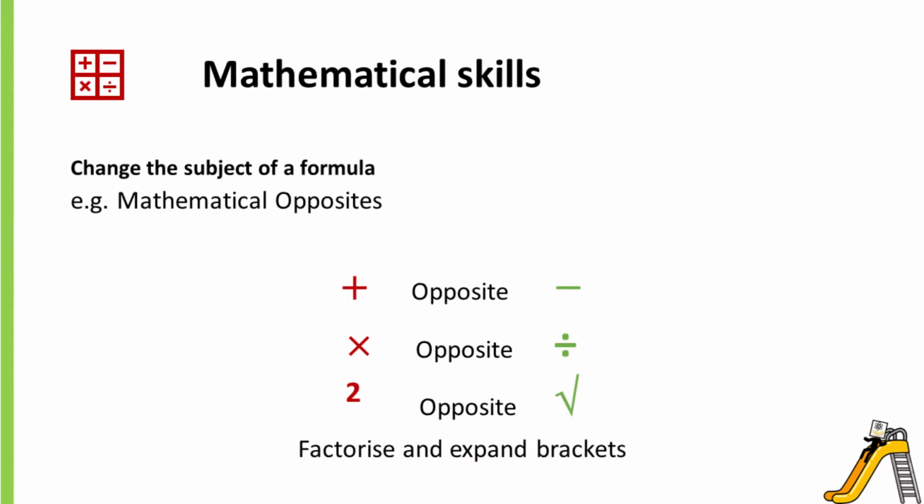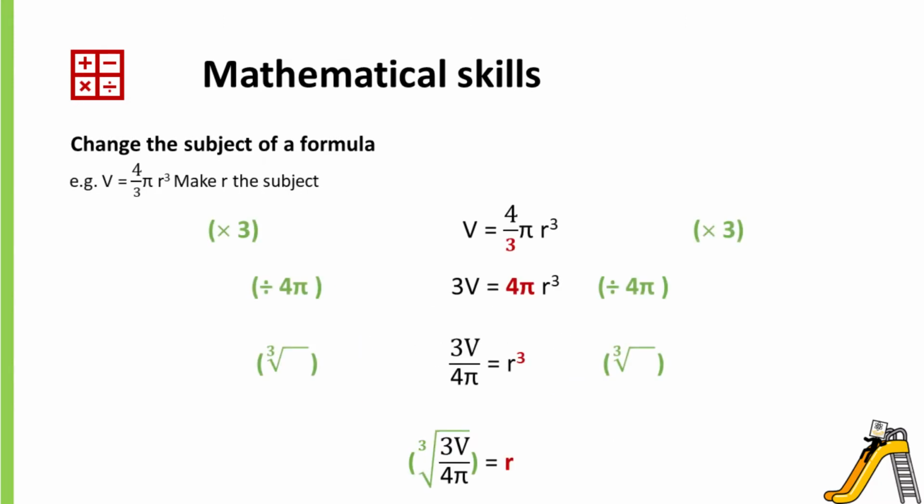Just to give you a quick recap, whenever we change the subject of the formula, we always need to remember our opposites. Positive is opposite of negative, multiplication is opposite of division, and the square is opposite of the square root. When we have a formula such as this with multiple variables in it, the first thing we do is get rid of the variable that is not connected to the subject that we want to make in the formula. And that is basically how you change the subject of the formula.